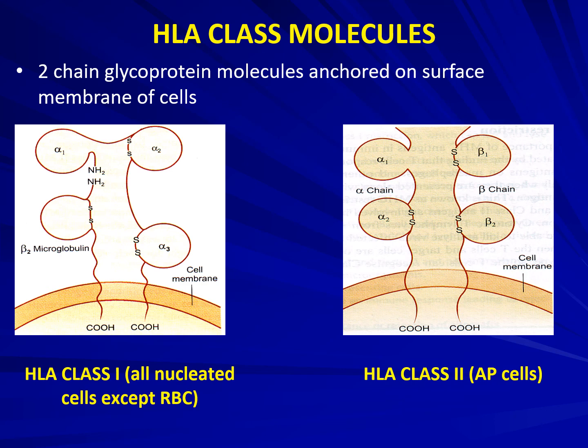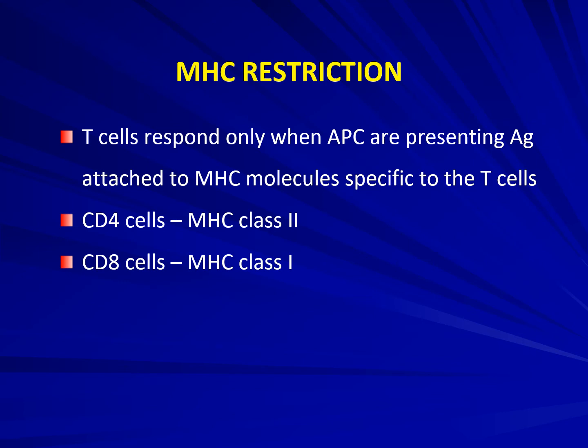Whereas HLA class 2 molecules are present on the antigen presenting cells, and it has two chains, an alpha chain and a beta chain, with alpha 1 and alpha 2 subchains and beta 1 and beta 2 subchains. So here the antigen binding groove is between alpha 1 and beta 1. What is MHC restriction? The T cell responds only when the antigen presenting cells present antigens which are attached to the MHC molecule. In that groove the antigen has to sit, and together it is presented to the T cell.